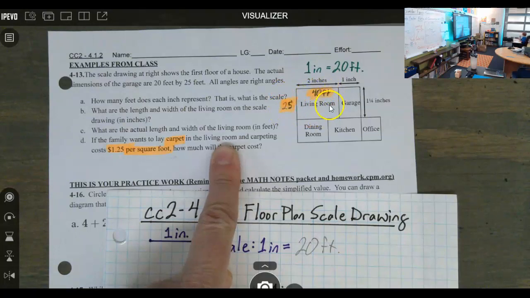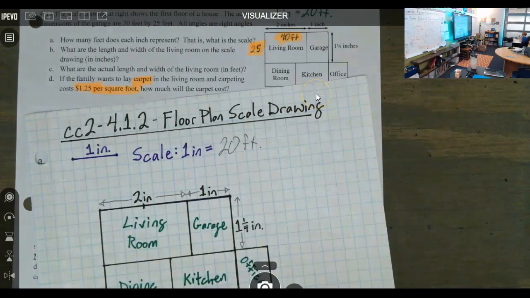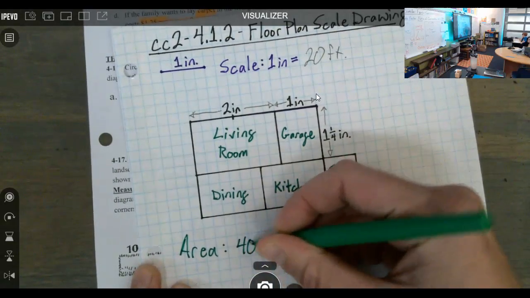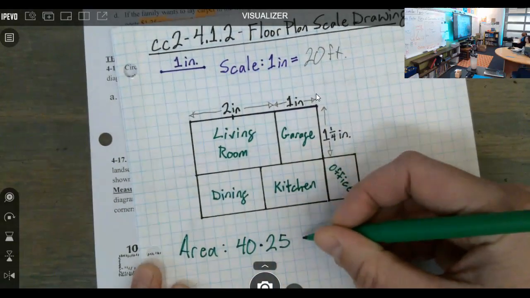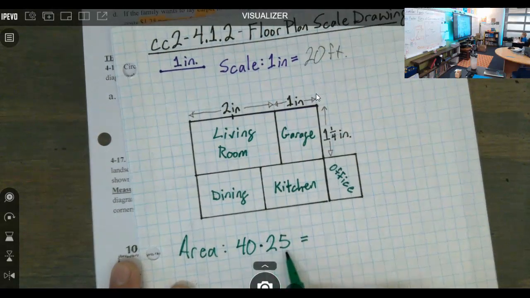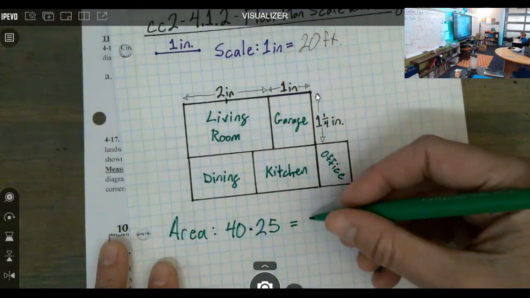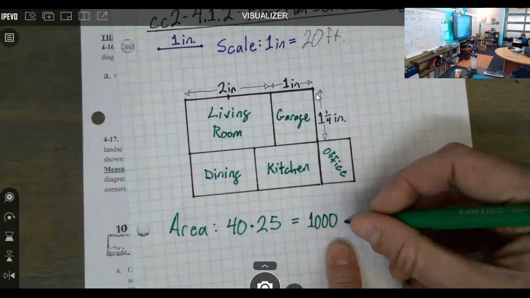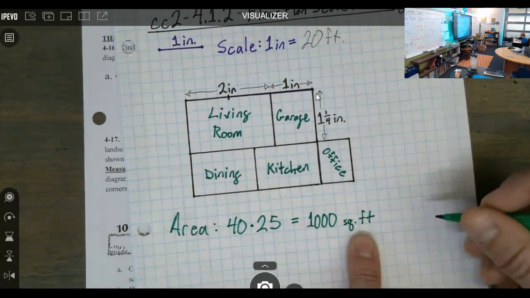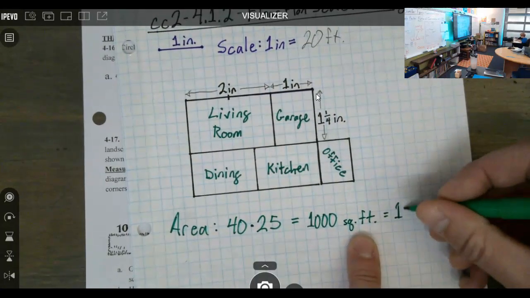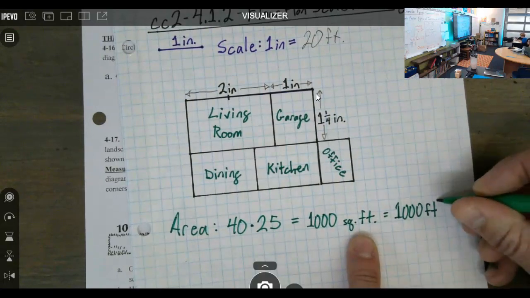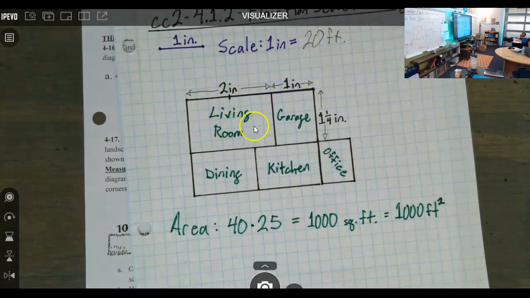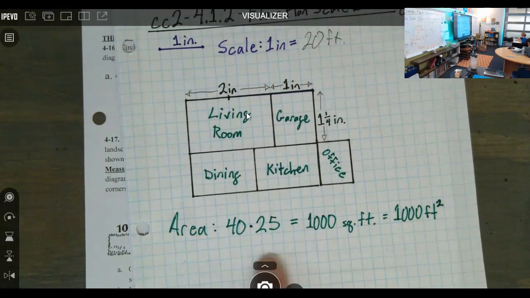so that means we have to do 40 times 25. So our area for the living room, and I'm just going to do this on the graph paper. Hey guys, what's 4 times 25? 100, then put that extra 0 on. So it's actually 1,000 square feet, or the label that you could use could be 1,000 feet squared. Okay, so that's our living room, 1,000 square feet. Right? Did somebody check that in a calculator just to make sure I'm not crazy?